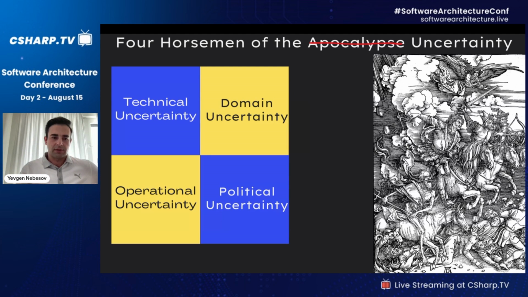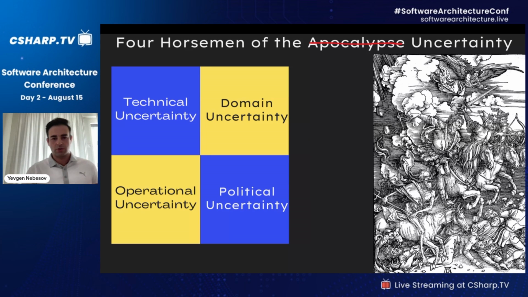But there are also other sources of uncertainty. For example, the domain uncertainty, where we start to develop a project without fully understanding the domain, or operational uncertainty, where we have to plan something without knowing how much time or cost it will take, or even the political uncertainty, where in any organization, political tensions emerge from the conflicts of interest of different agents.